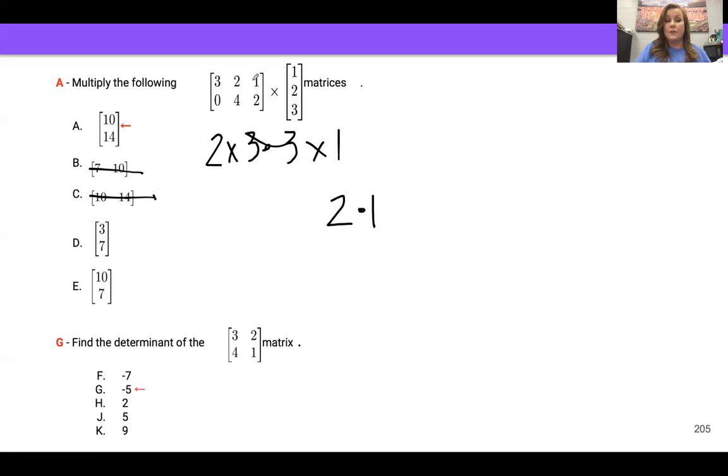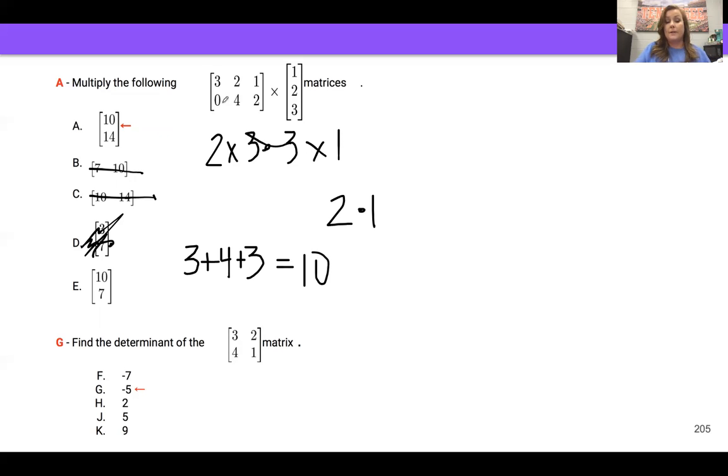So same thing. Let's just do the first row. 3 times 1 is going to be 3, plus 2 times 2 is 4. 1 times 3 is 3. So I get 7, that's going to be 10. So the top number is 10. Not this guy.